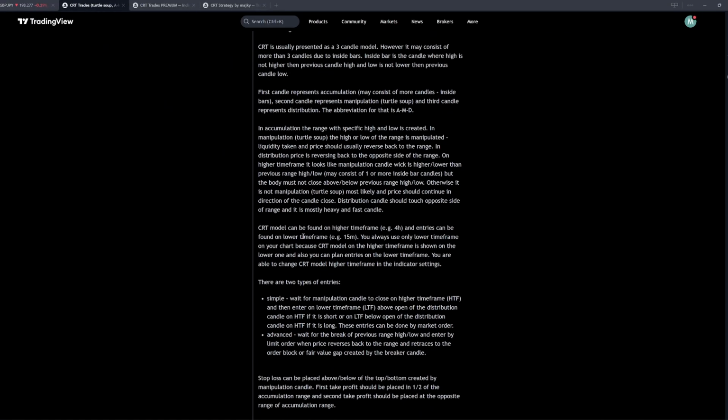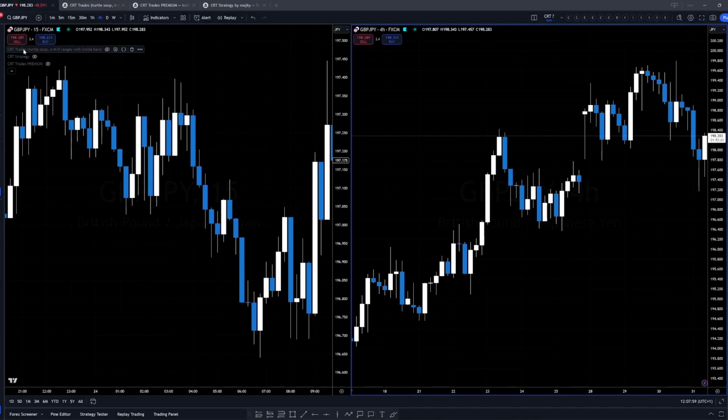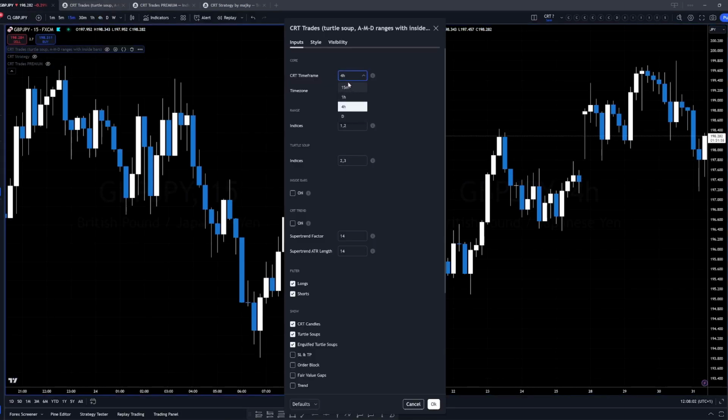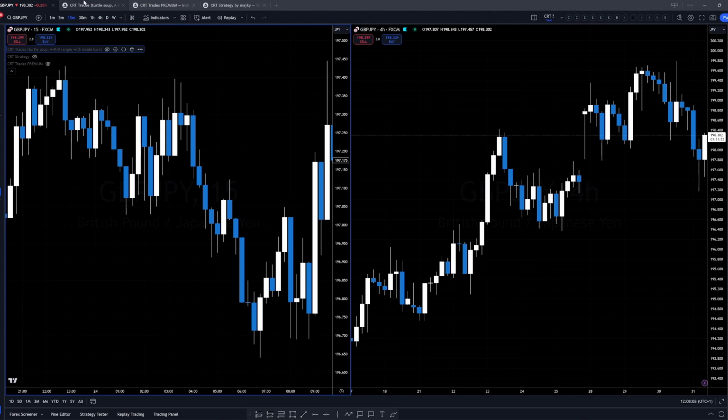So the CRT model can be found on higher time frame, for example 4-hour, and entries can be found on lower time frame, for example 15-minute. You always use only lower time frame on your chart because CRT model on the higher time frame is shown on the lower one, and also you can plan entries on the lower time frame. You are able to change CRT model higher time frame in the indicator settings. So it means you can change this higher time frame here for CRT time frame, okay? And you want to look for entries on the lower time frame, for example on the 15-minute time frame here.